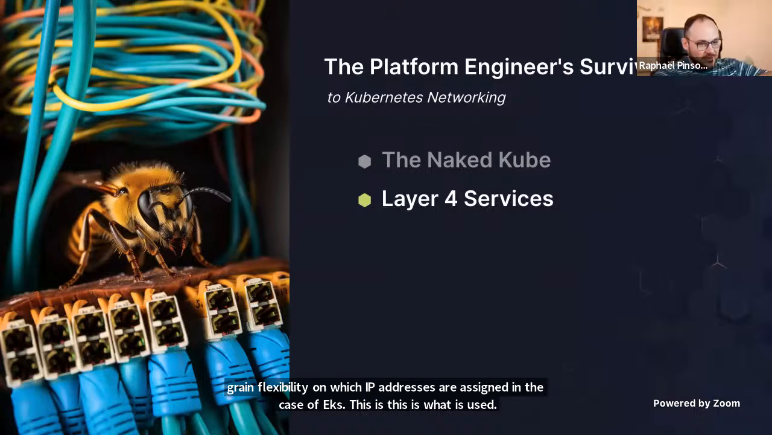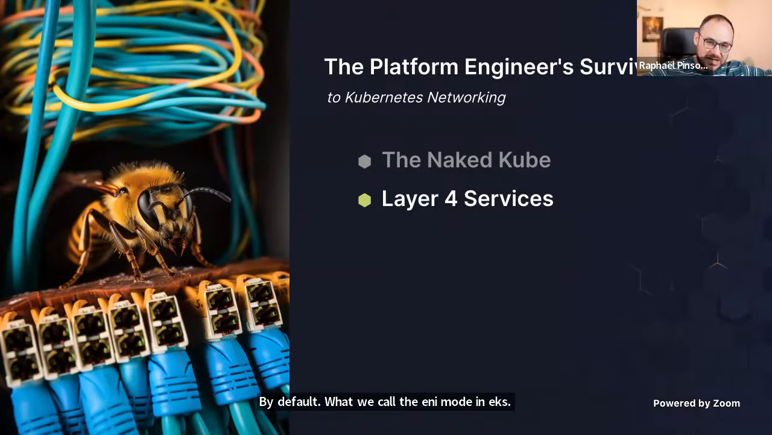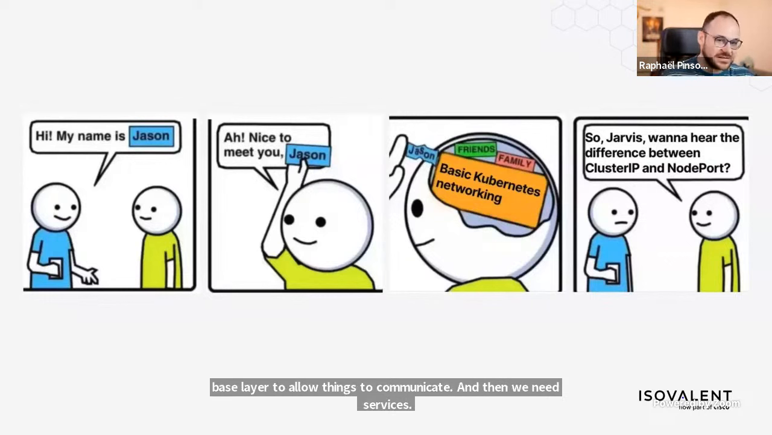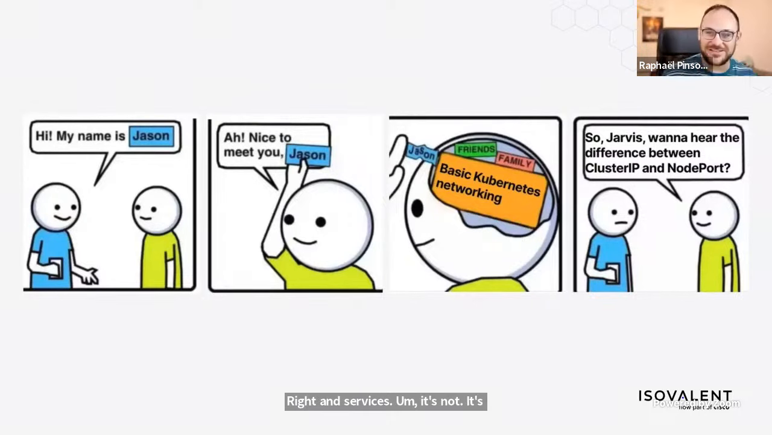So that's for the basic part, right? The CNI, the base layer. So essentially IPAM, routing. We haven't gone into security, but that's the base layer to allow things to communicate. And then we need services, right? And services, it's not too complicated, but it's still something you need to think of.